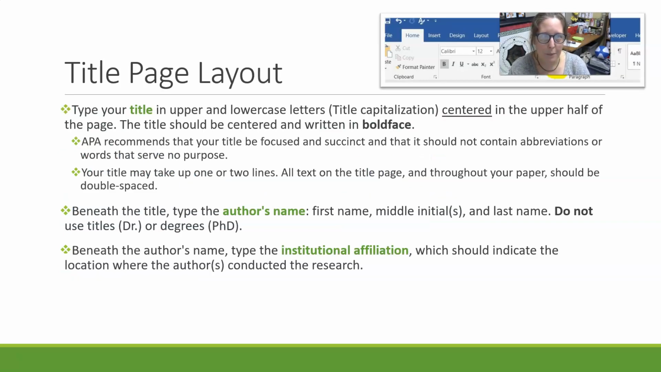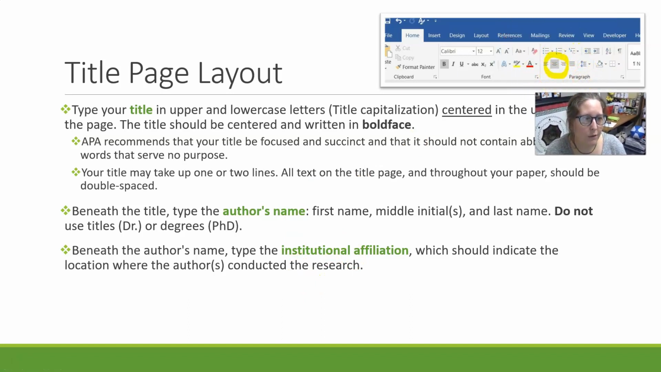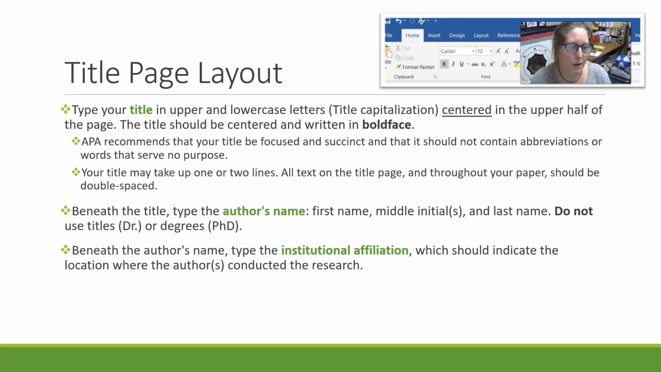So you want to type your title in upper and lowercase letters using title capitalization, and so that's any word that's 4 letters or more is going to be capitalized. And your title needs to be centered in the upper half of the page. I want you to use the center function in Word to do that, because if you use the space bar, it's never going to be right. And the title is written in boldface. So the title is always bold.